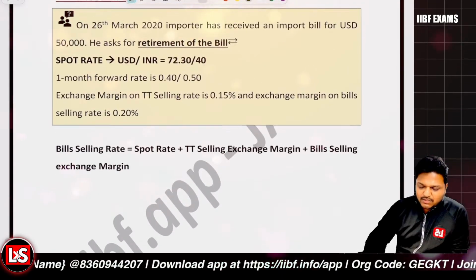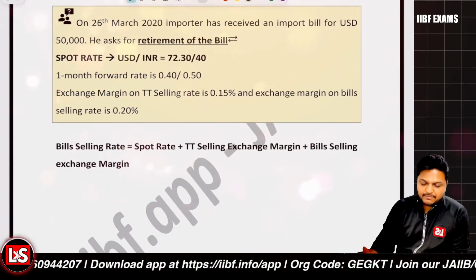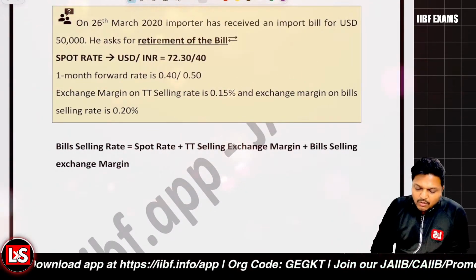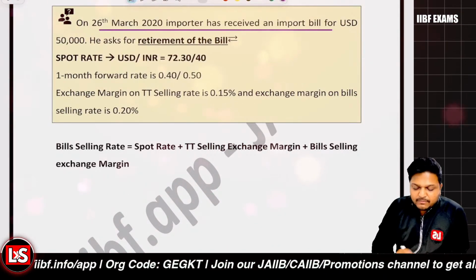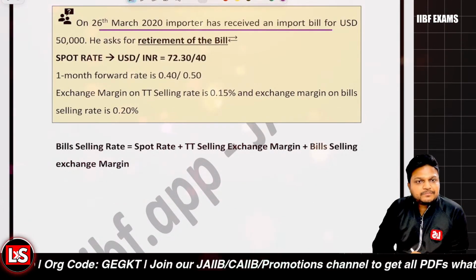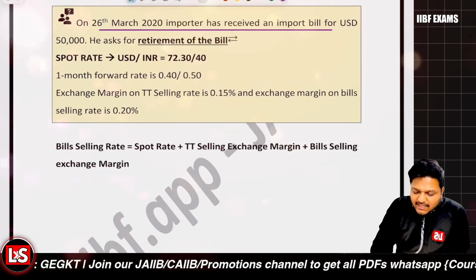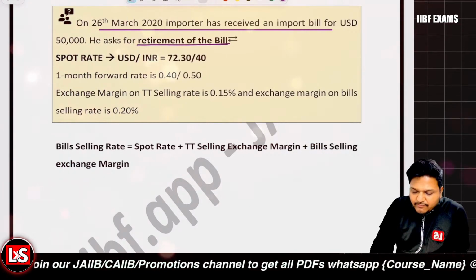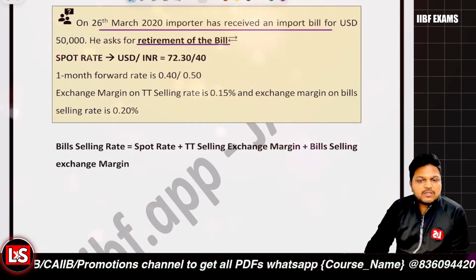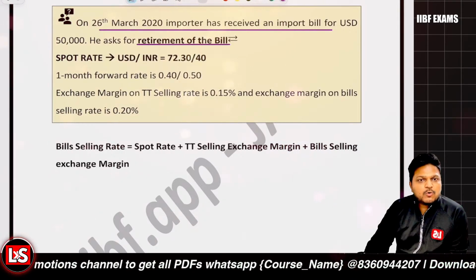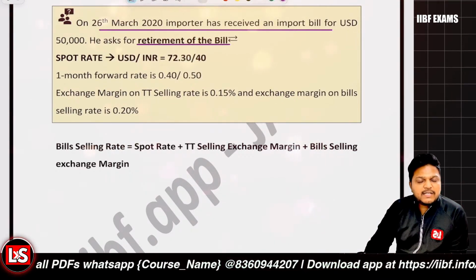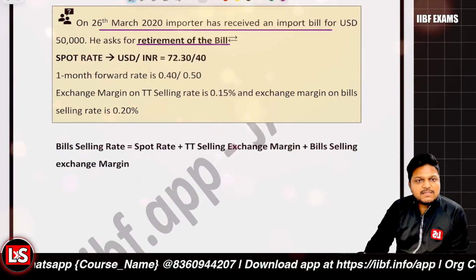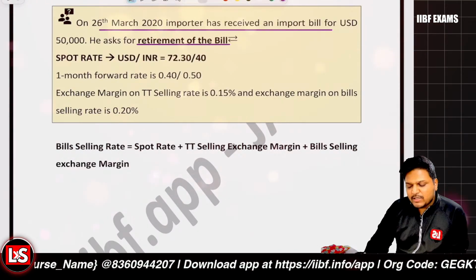It's related to the bills selling rate. On 26 March 2020, an importer has received an import bill for USD 50,000. He asks for the retirement of the bill. The spot rate is given, the 1 month forward rate is given, the exchange margin on the TT selling rate is given, the exchange margin on the bill selling rate is given, and we are to calculate it.